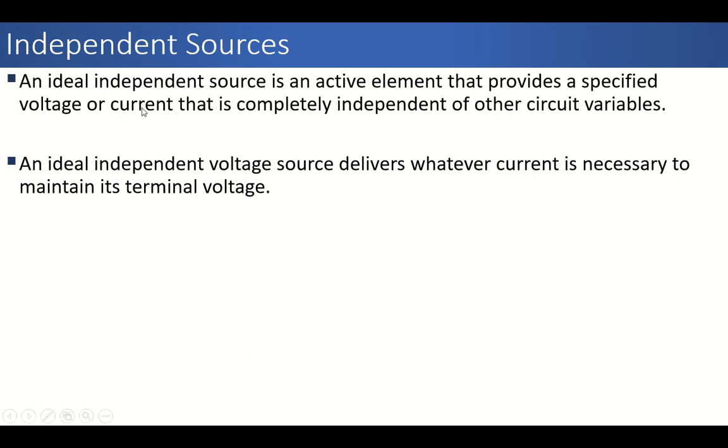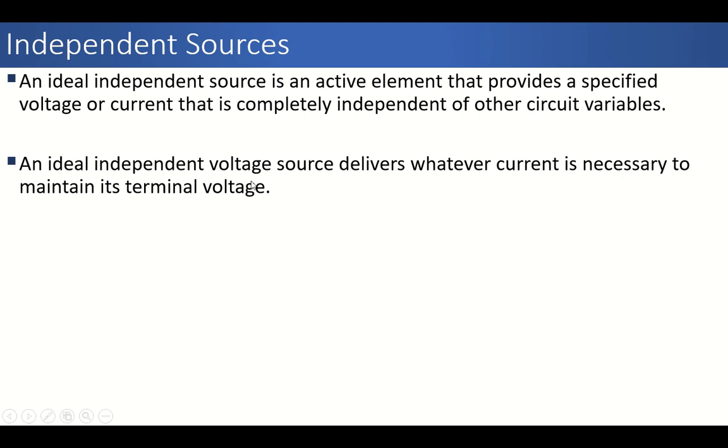An ideal independent source is an active element that provides a specified voltage or current that is completely independent of other circuit elements or variables. So generally, whenever we connect an element into a circuit, let's suppose some kind of source, it can supply some energy. If that voltage or current is independent of the other circuit elements, then in that case we say that such a source is an ideal source.